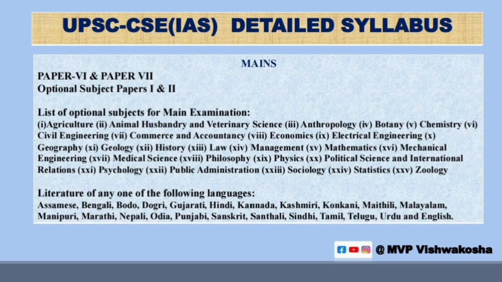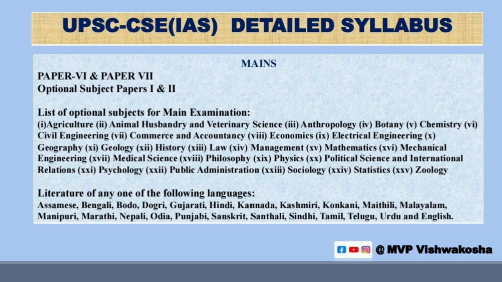Next is the last thing, about papers 6 and 7, that is optional paper 1 and 2. In this, one subject you have to choose from the list of optional subjects for the main examination. In that, 25 subjects are there. In that you have to choose, okay, that is agriculture, animal husbandry and veterinary science, anthropology, botany, chemistry, civil engineering, commerce and accountancy, economics, electrical engineering, geography, geology, history, law, management, mathematics, mechanical engineering, medical science, philosophy, physics, political science and international relations, physiology, public administration, sociology, statistics, zoology. From this you can choose, and also from literature of any of the following also you can choose.